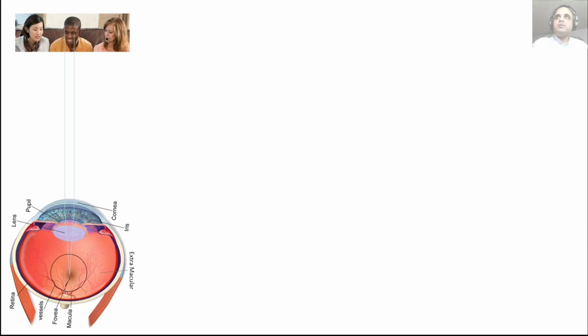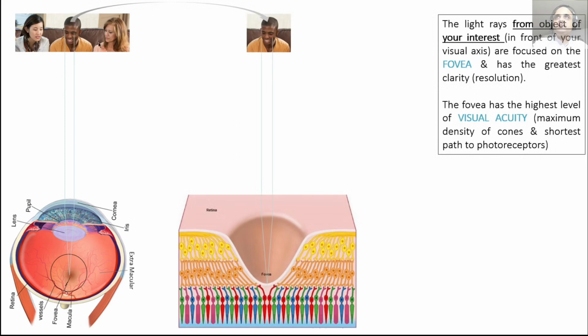So there are other people who are sitting right next to this person, so the light rays from these people are also going to fall on the retina, but they're not going to fall on the fovea. Only the light rays from your object of interest are going to fall on the fovea. So these light rays are going to fall right here onto the fovea.